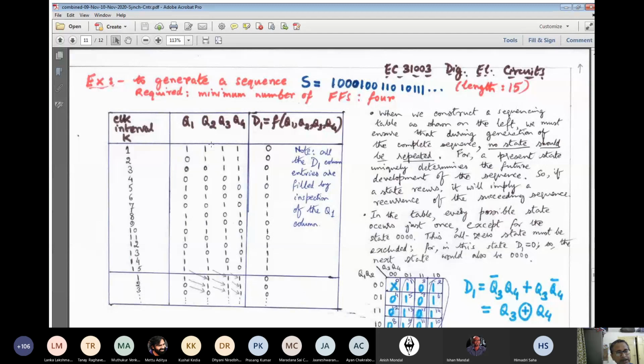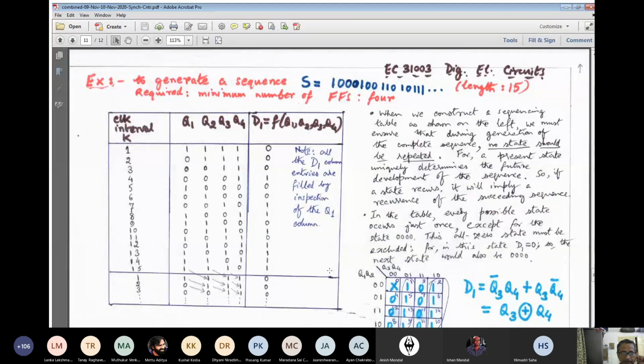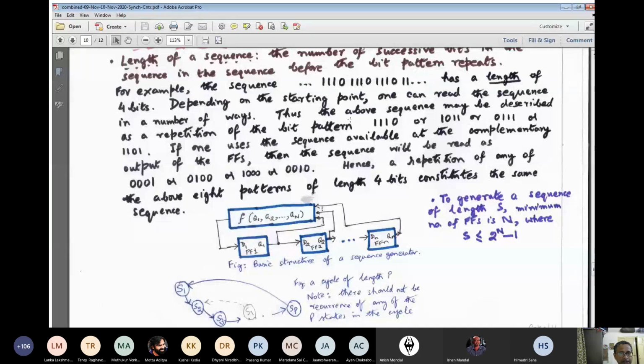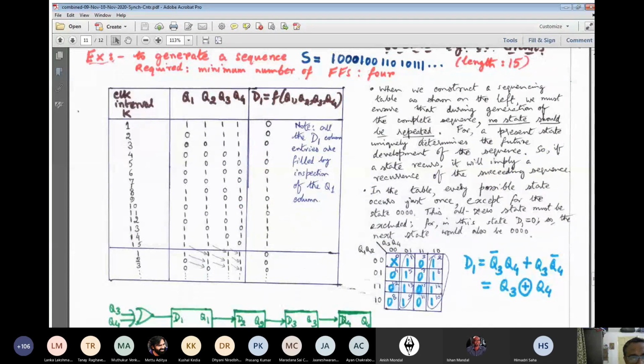Based on the present state, that's why I have drawn this circuit. So if we start the sequence from here, I'll get a particular sequence. If I start from S2, I'll get another sequence. Maybe the length of the sequences will be the same, but the way I am writing the sequences will be different. That's why we have shown that a sequence of length 4 can be written in at least 4 different ways. So a present state uniquely determines the future development of the sequence.